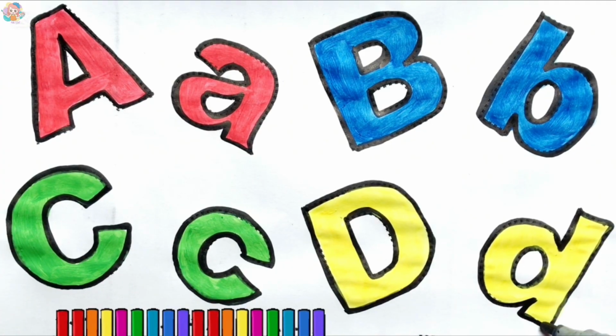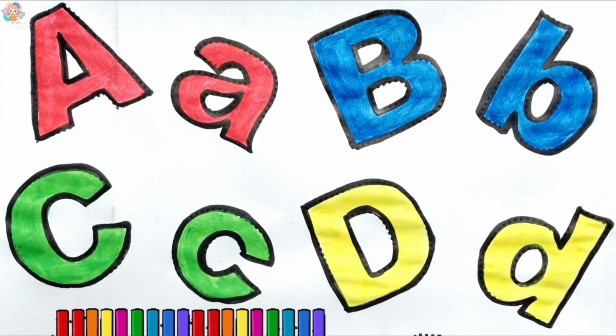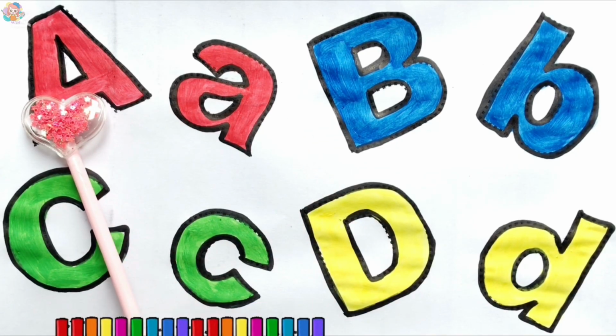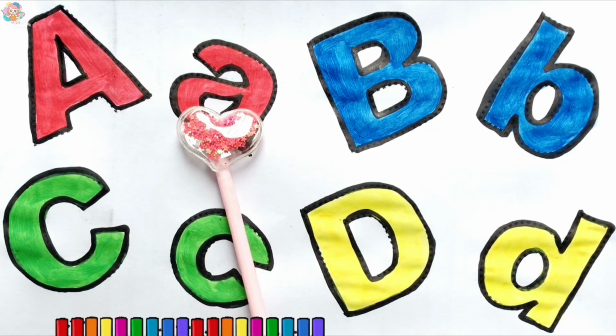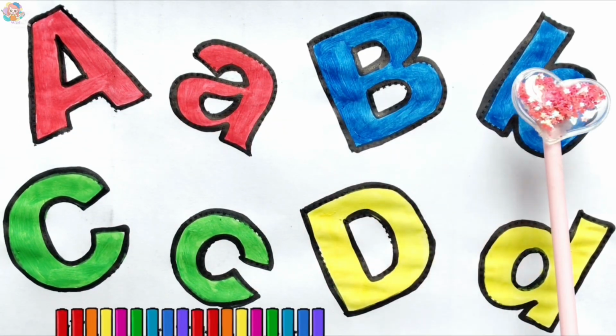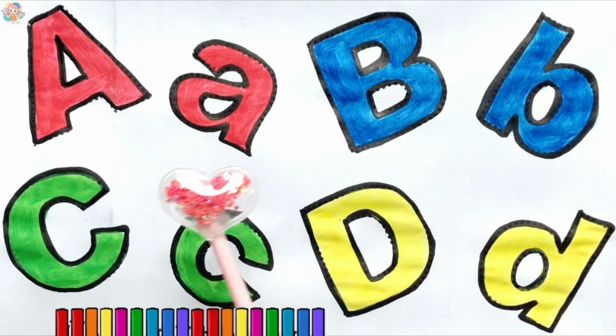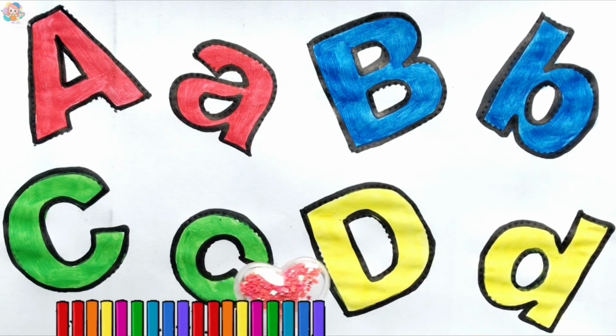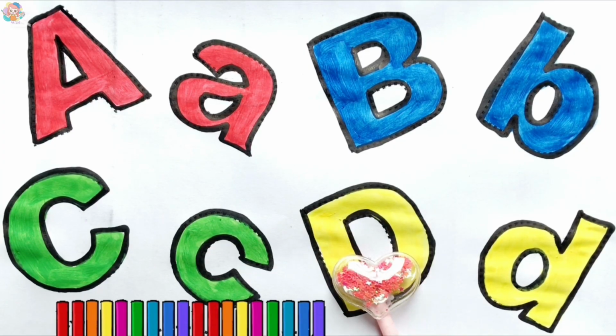Let's repeat loud. A. Lowercase letter A. B. Lowercase letter B. C. Lowercase letter C. D. And lowercase letter D.